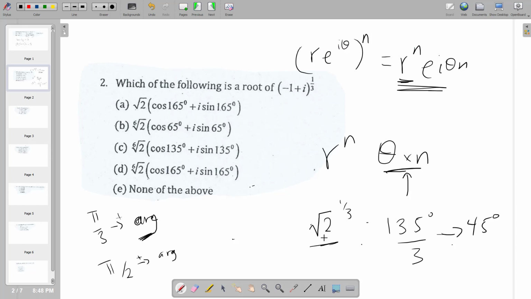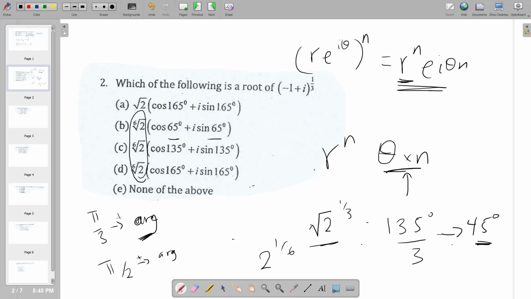We know that the cube root, to the power 1 over 3, gives us 2 raised to the power 1 over 6. So A is out of the equation. We are looking for 2 raised to the power 1 over 6, so it's either B, C, or D according to the magnitude. So now we need to focus on the angles. Which of these angles is correct?